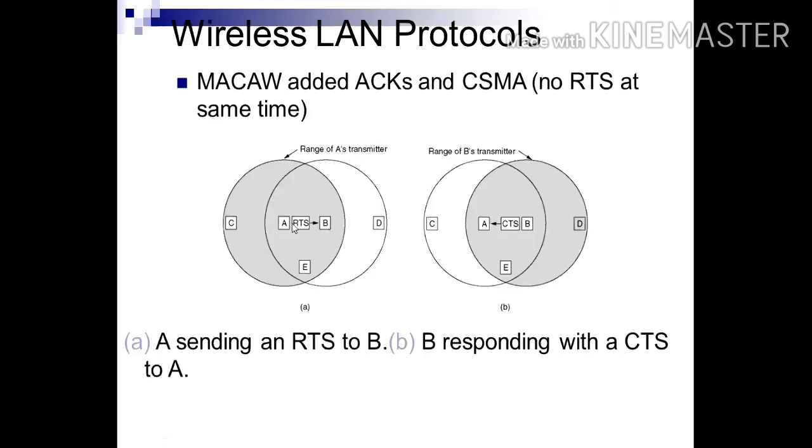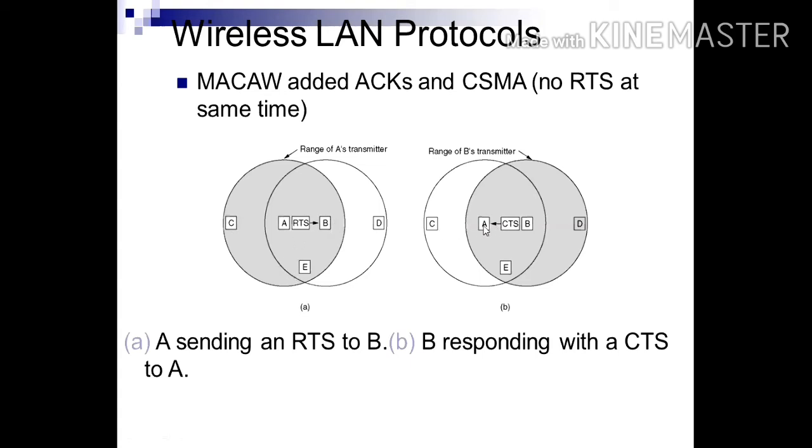So here, this is A's range, and this is B's range. A wants to transmit to B, so A transmits an RTS signal, ready to send. Whenever A transmits the RTS signal, C can hear that signal and E can hear that signal, and C and E know that something is going on in the network and they cannot send data. In this way, the hidden terminal and exposed terminal problems can be avoided.